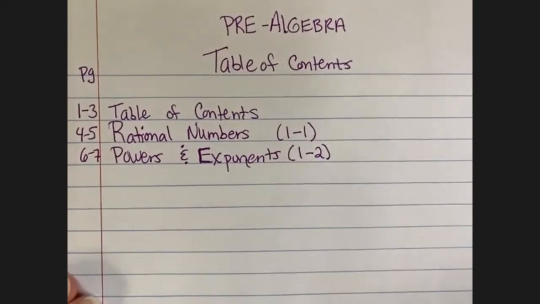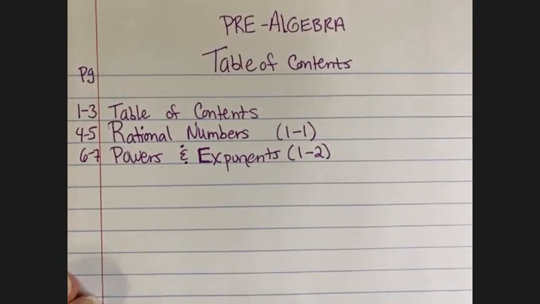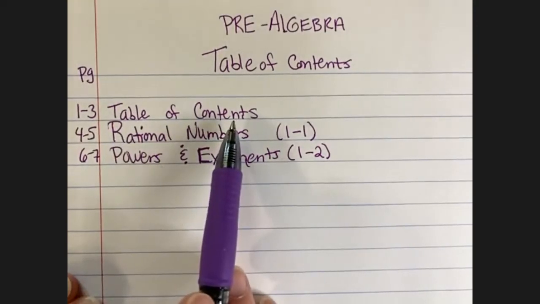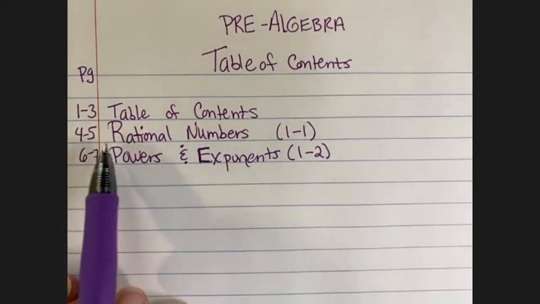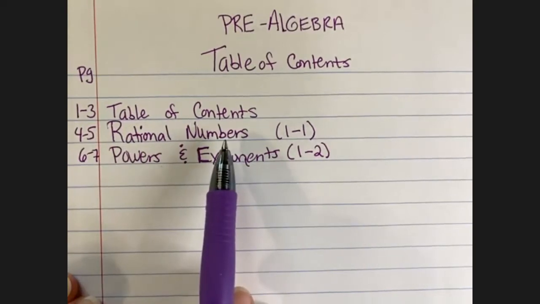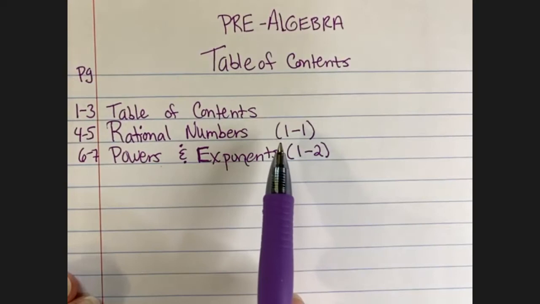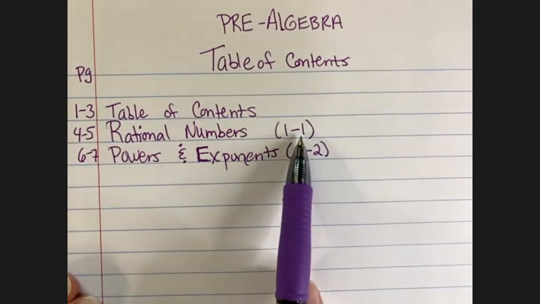We are in our second lesson of this year and we should be writing in our table of contents. So please flip to the front of your journal, front pages. Pages 1 through 3 should say table of contents. This page should already be set up. 4 through 5, rational numbers. And you might want to add 1-1. So this will get you used to what chapter and lesson we're in. So chapter 1, lesson 1.